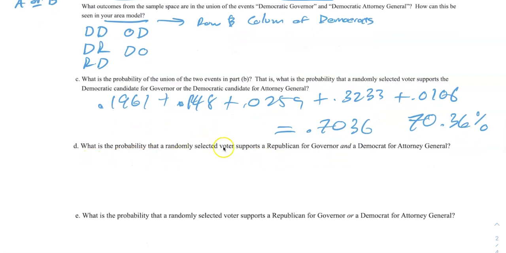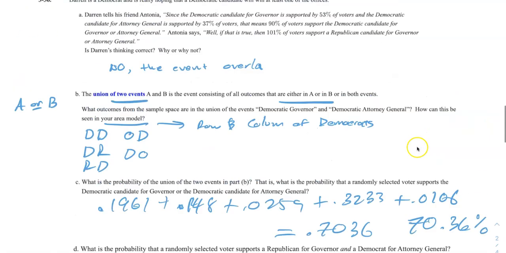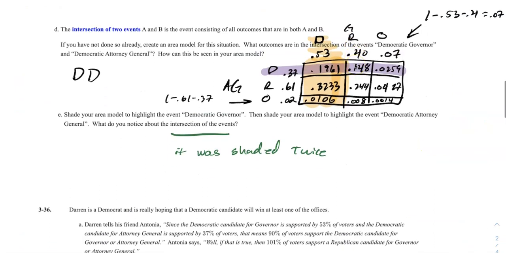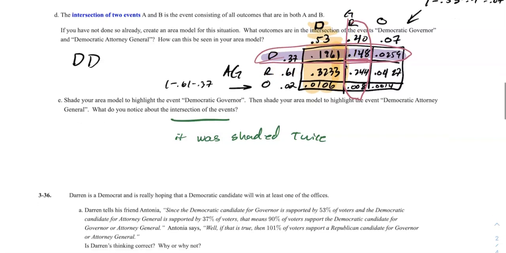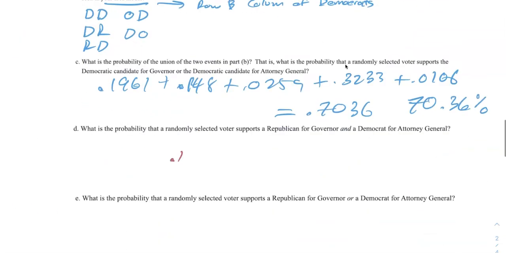What's the probability that a randomly selected voter supports a Republican governor and a Democratic attorney general? So that's Republican governor, Democratic attorney general. So we want the Republican governor column, but we want a Democratic attorney general, so this column. So the overlap is right there, 0.148. That's a Republican governor and a Democratic attorney general, so 0.148. Or if you wanted a percentage, 14.8%.